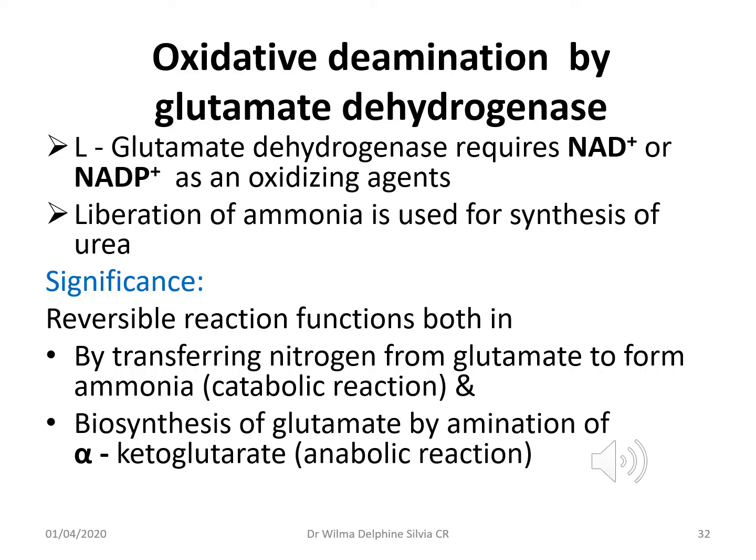This reaction has a significant role because it can be either a catabolic reaction or an anabolic reaction. If it is a catabolic reaction, there is a formation of ammonia from glutamate by the removal of nitrogen. If it is an anabolic reaction, then there is amination of alpha ketoglutarate to form glutamate.